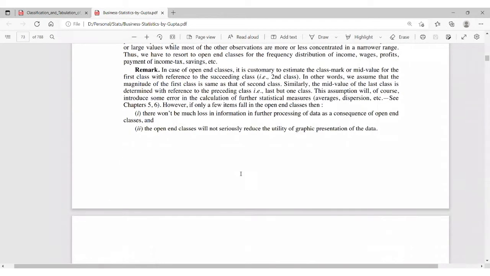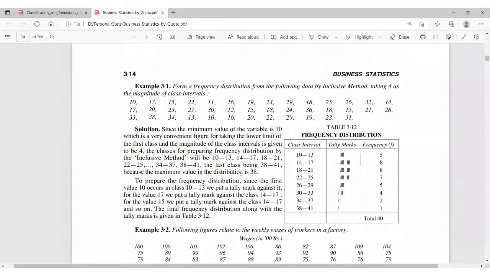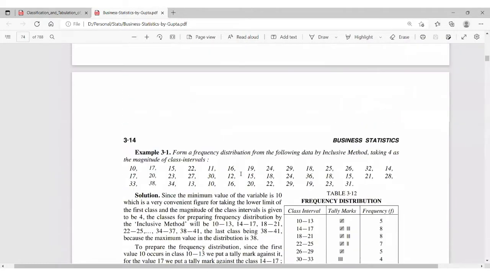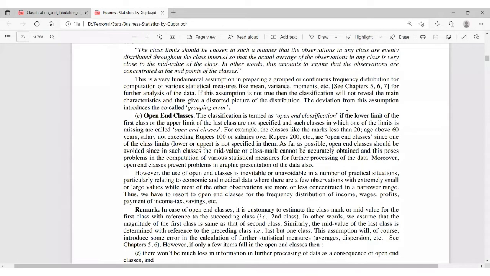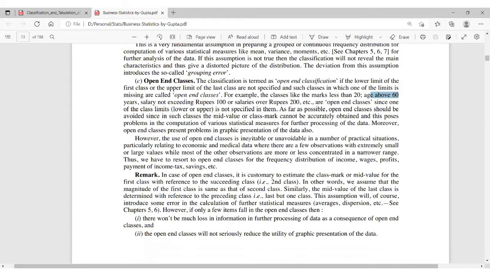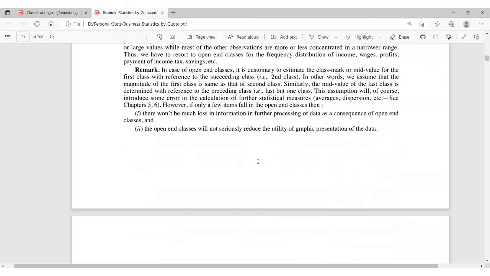Open end classes. Open end classes means if the lower limit of the first class or the upper limit of the last class is not specified. In that case, we say open end classes. For example, class like marks less than 20 or age above 60. These type of form we say open end classes, right?